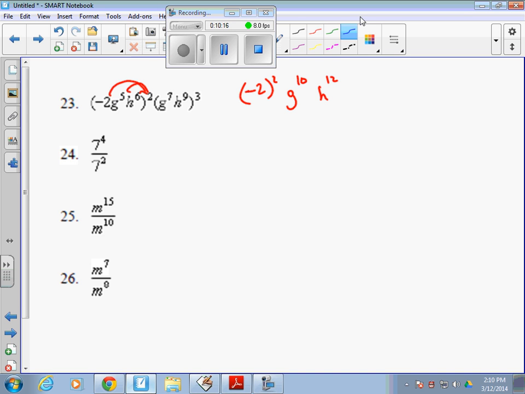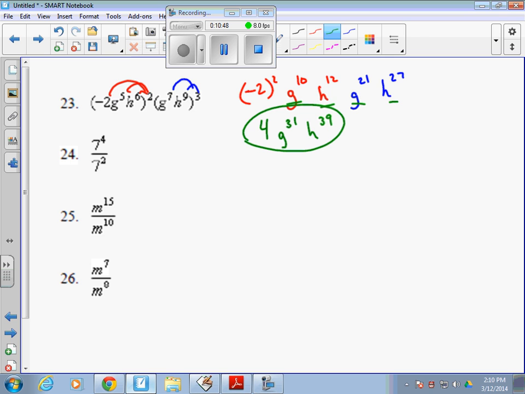Everything in the second one is being cubed. G to the 7 times 3 is G to the 21st power. And H to the 9 times 3 is H to the 27th power. So negative 2 squared is negative 2 times negative 2, which is positive 4. You can put your like ones together, G and G. 10 plus 21 is G to the 31st power. H to the 12th and H to the 27th power is H to the 39th power. Adding those up because they're like bases.